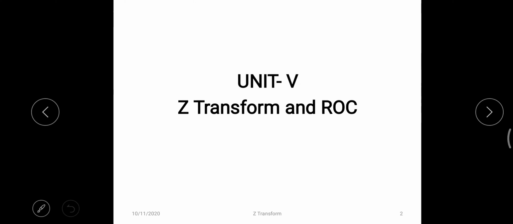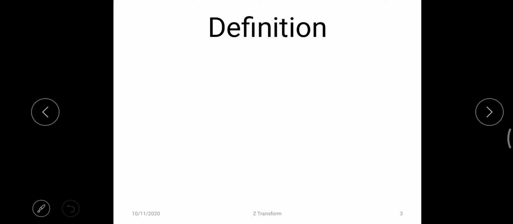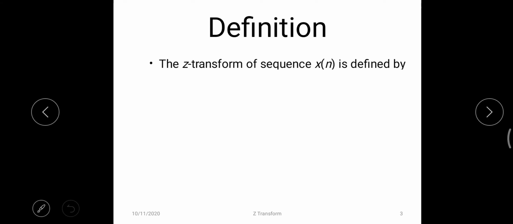This video lecture is about Z transform and region of convergence. It's a part of unit 5. Now first I will define what is Z transform and what is the need of this transform, and that things first we'll discuss, then we'll move on to the examples of Z transform for any signals.